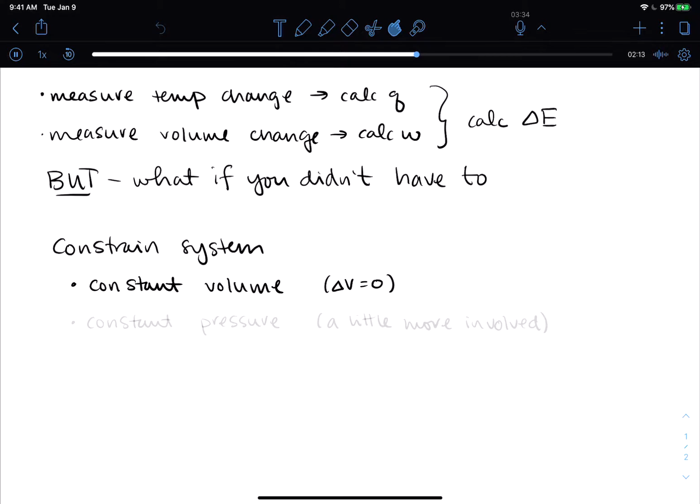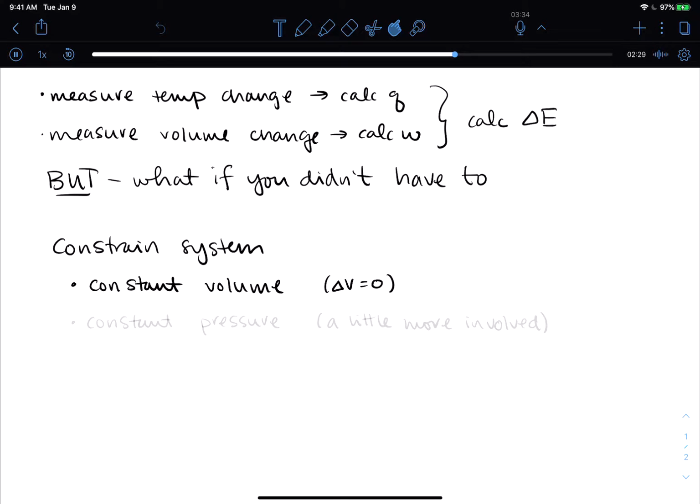So we could have a situation where we just don't have any work, and then everything we measure that's heat is the same as the internal energy. That makes things very easy to deal with in terms of numbers.